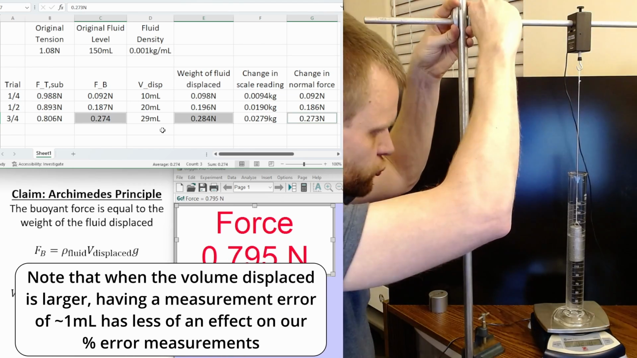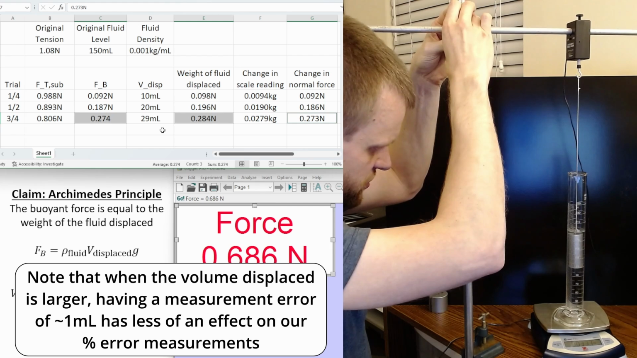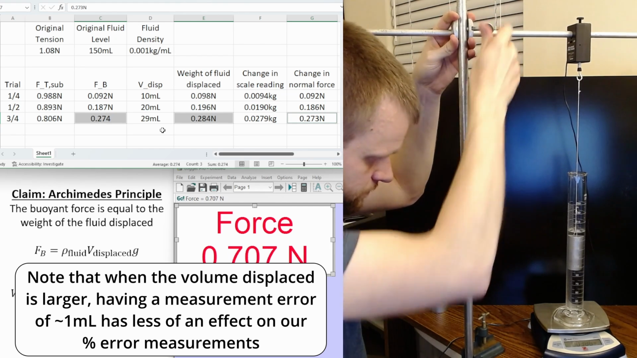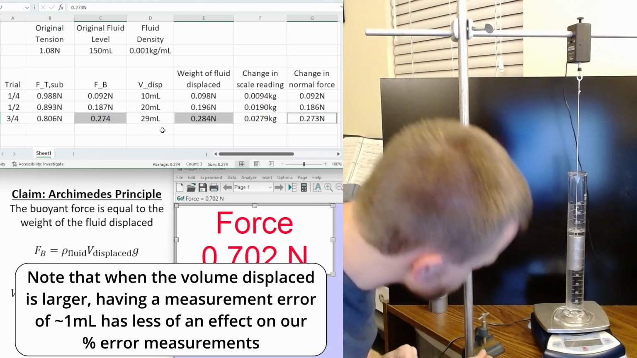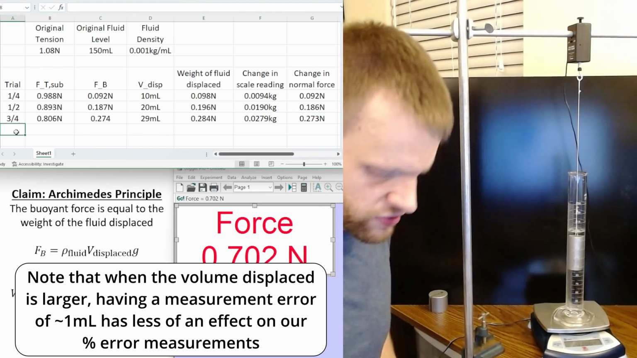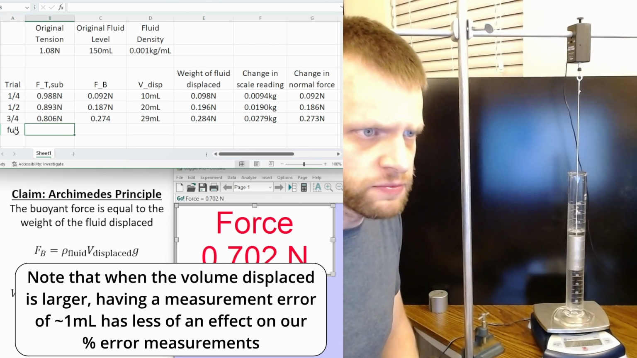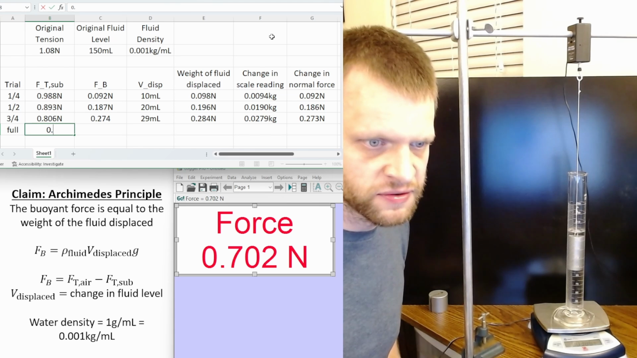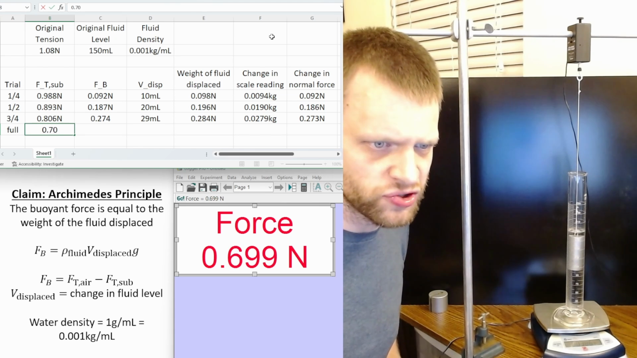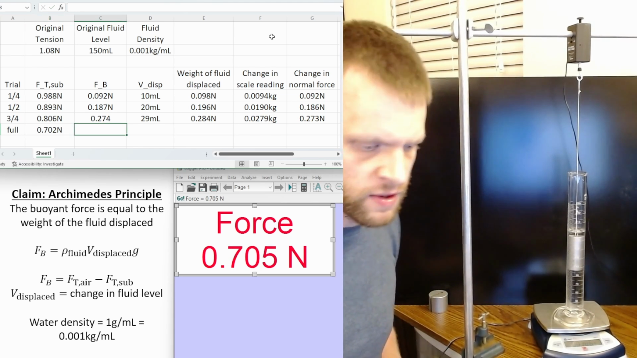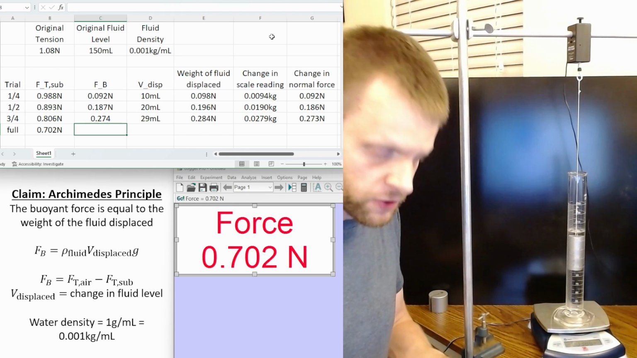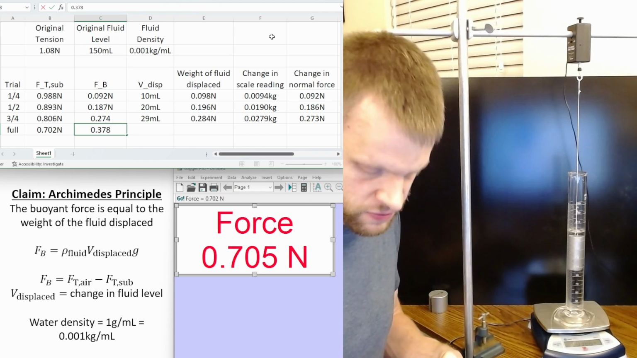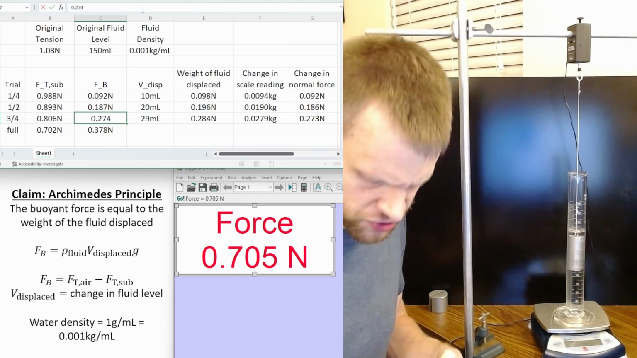Well, let's try one more. Let's try fully submerged. So now I'm going to have this thing fully submerged in the water. Okay, so I'm having it just below the surface. And let's take these scale readings. So this is full submerge. Our new force of tension is 0.702, it looks like. So taking the difference with the original tension, I got 0.378. These should both be in newtons.